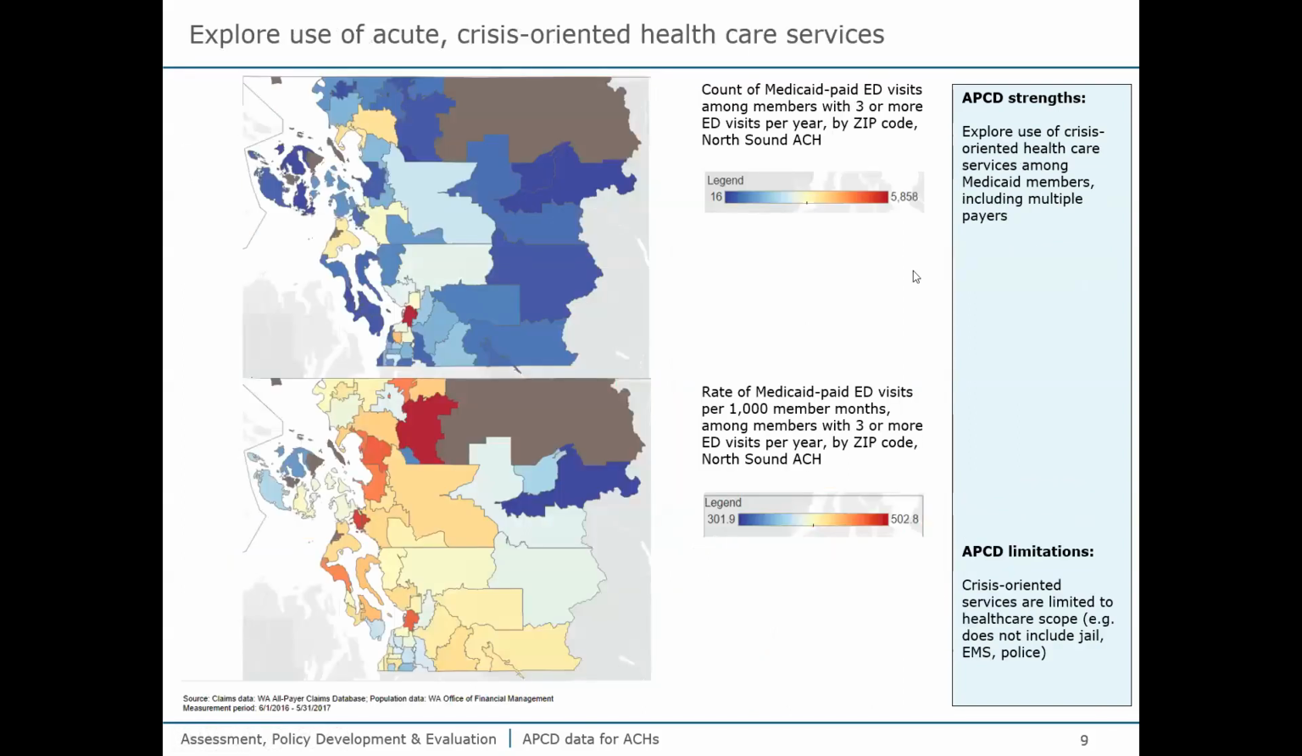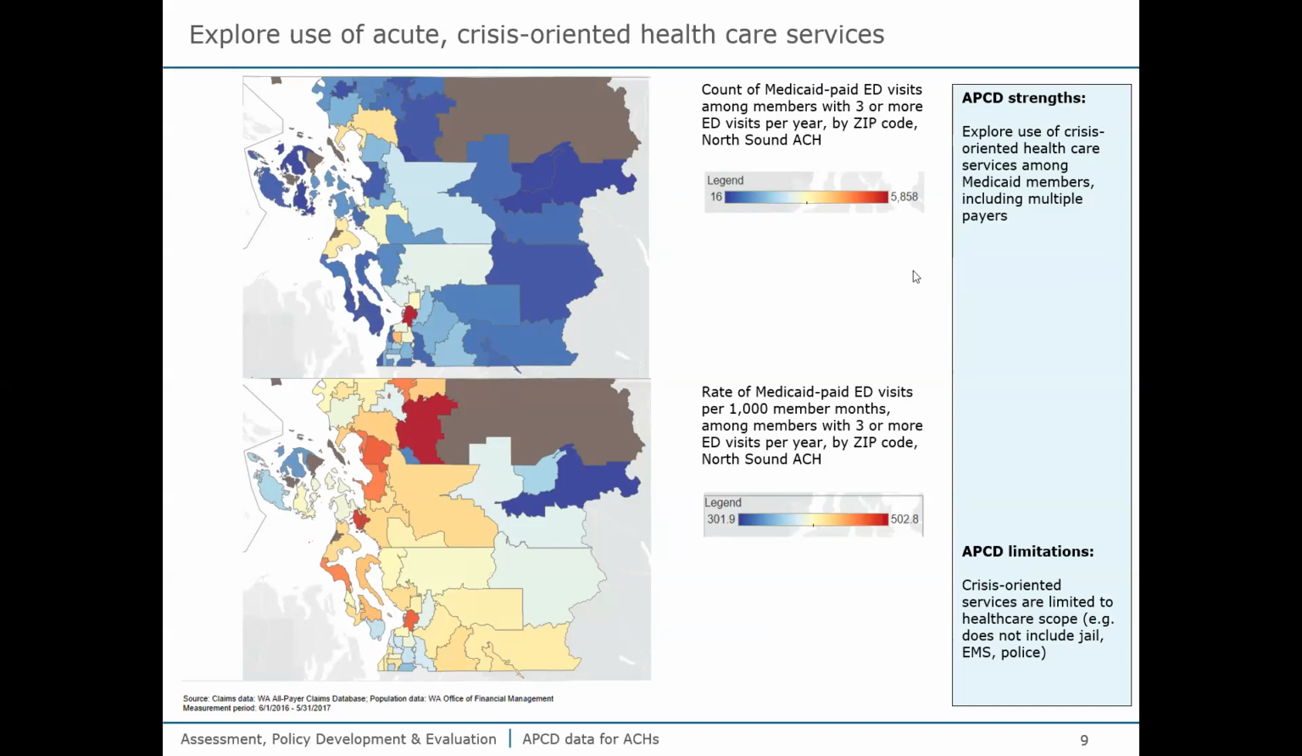We'll keep trying that. So here's another data slide. In addition to looking at who Medicaid members are, we also began to ask questions about one concept that's very important to the Medicaid transformation, which is the use of acute crisis-oriented care. So things like the emergency department or the hospital. Of course, the emergency department and hospital have their uses.